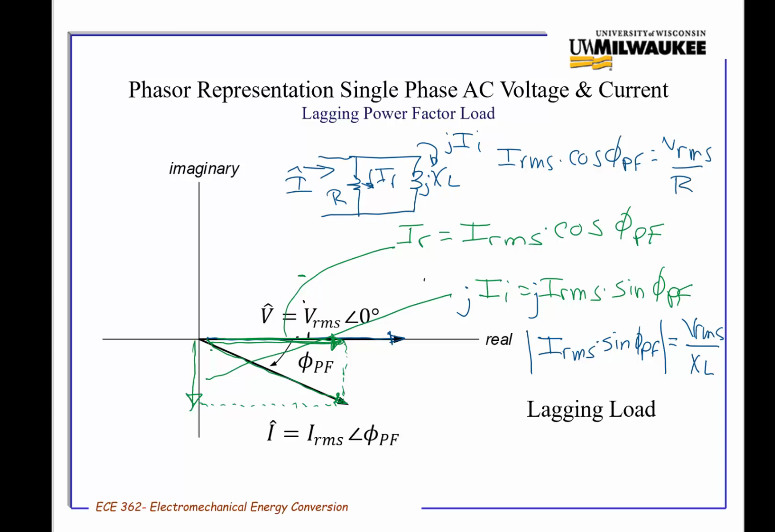Another observation is because it's lagging, phi PF is less than 0. So I would be plugging a negative number in here. If you take the cosine of a positive or a negative, it's going to be positive. But if you take the sine of a negative number, it's going to be negative. So mathematically, I'm going to get the right sign with the negative angle.